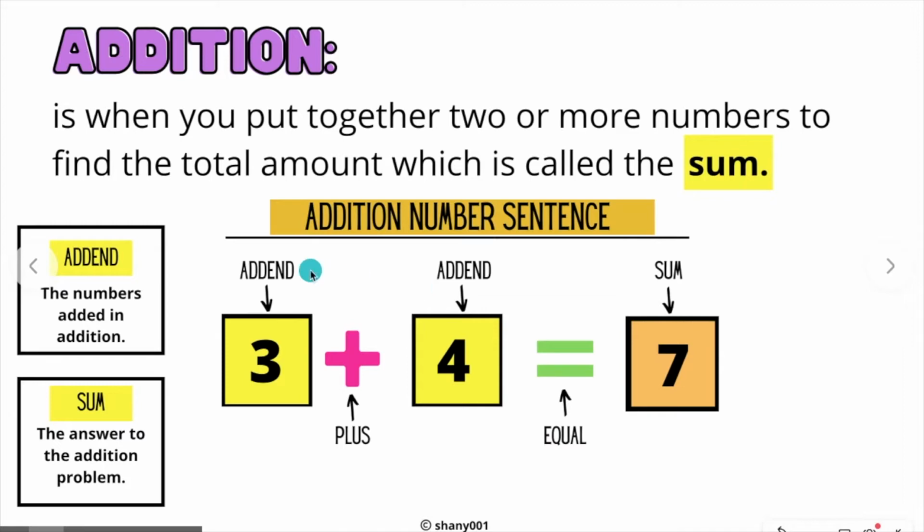The addends are numbers added in the addition. So the 3 and the 4 are the addends. The sum is the answer to the addition problem. So number 7 is the sum.